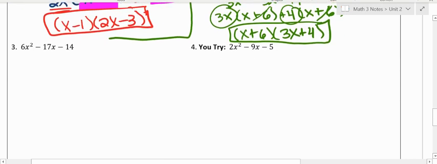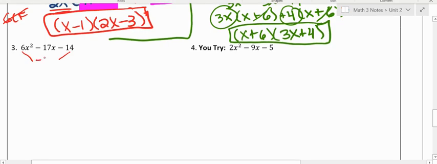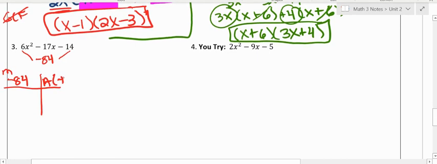For the last example, it's the same thing. Again, we first always check our GCF. I don't have one. We aren't going to group with 4 terms, and the a value is not 1. So we're going to do the same thing. 6 times negative 14 would give us negative 84. We need factors of negative 84 that add to negative 17. Our 2 factors are going to be 4 and negative 21. Now we're going to go ahead and group this out.